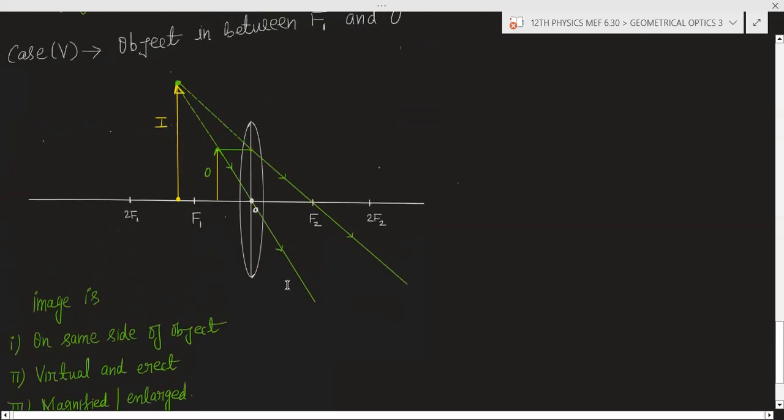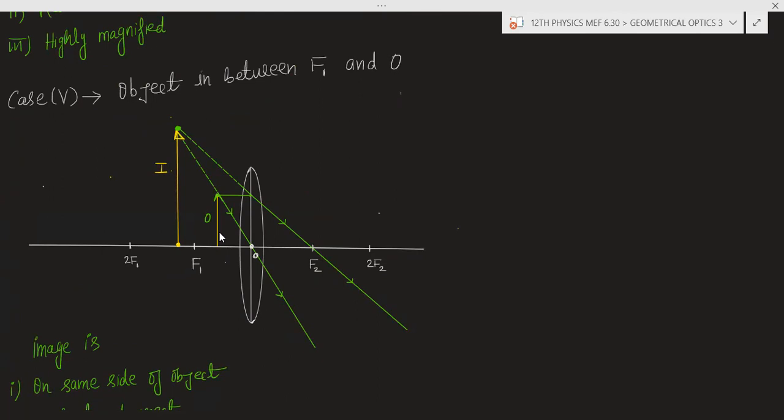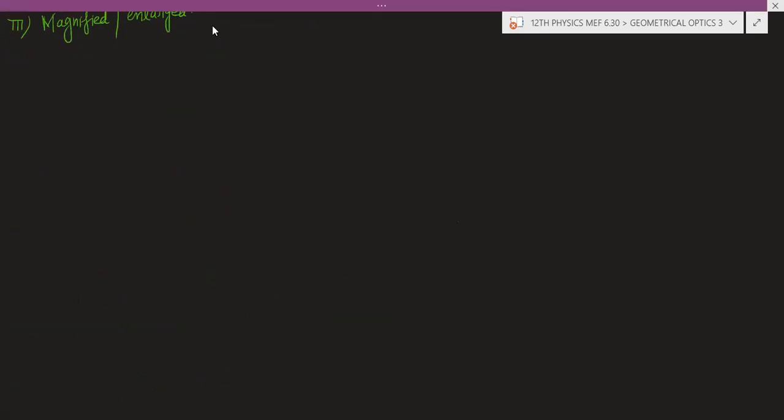Okay, now after this, we will see when this object will be at infinity. When the object will be at infinity, in that case, we will see where the image will form. And I told you many times that whenever an object is at infinity, the rays from that object are parallel. So case number sixth, you can say.